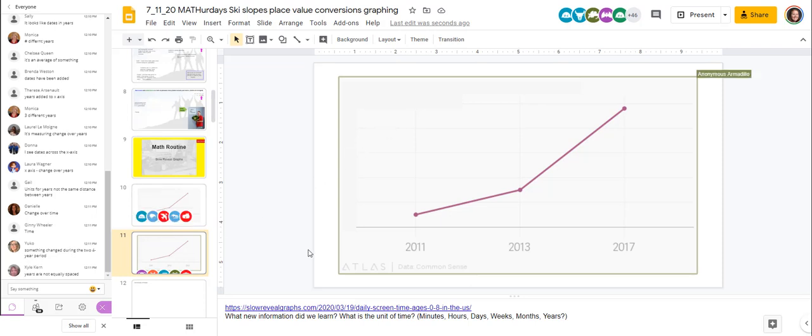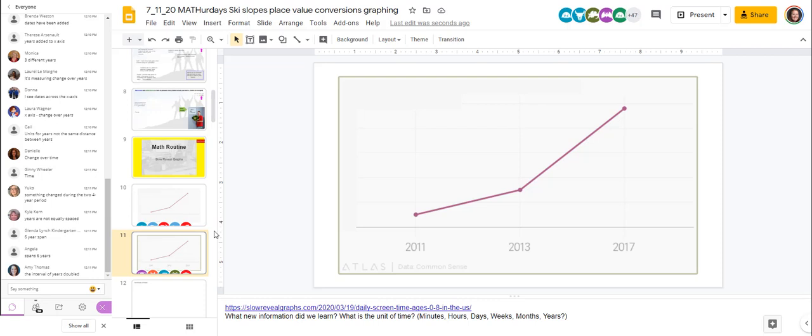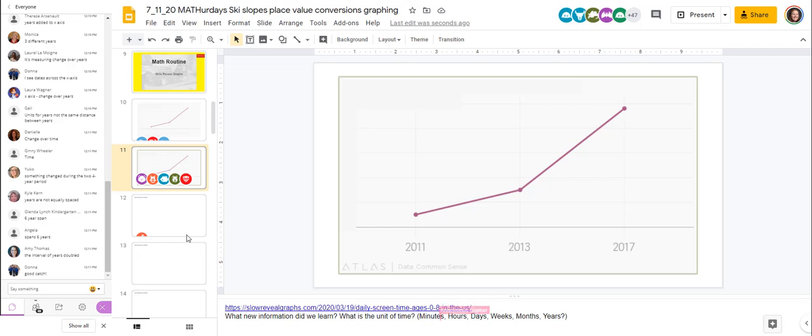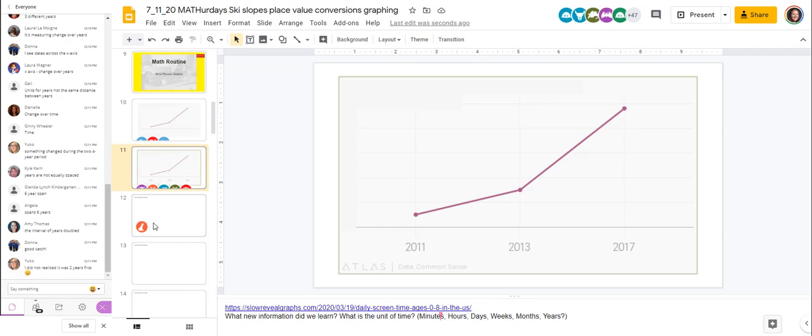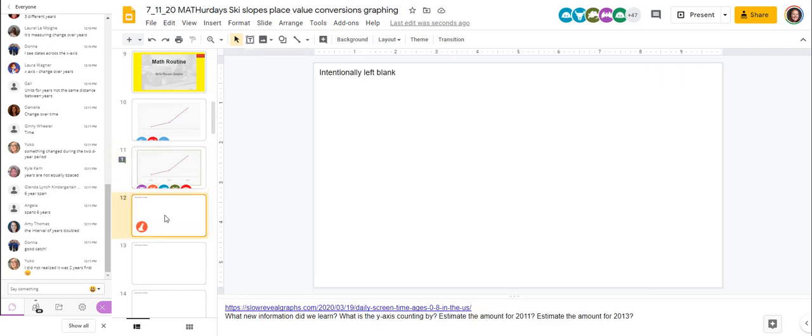Gail, would you tell us a little bit about what you noticed? I noticed that the first went from 2011 to 2013, which is only 2 years, and then it jumped 4 years for the same distance horizontally. Interesting. And 2015's missing in there if you wanted to have the same distance between data on the horizontal. Oh, very cool.